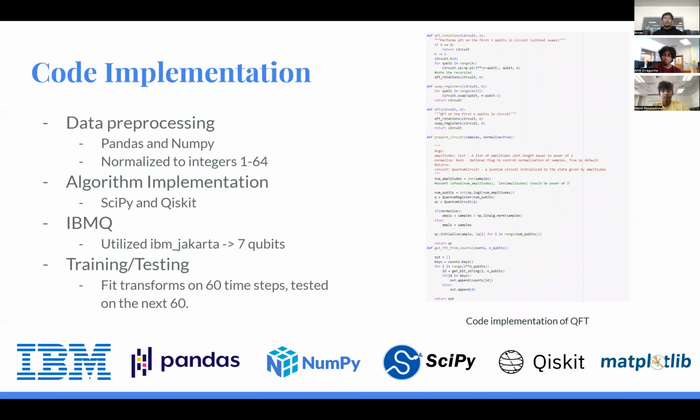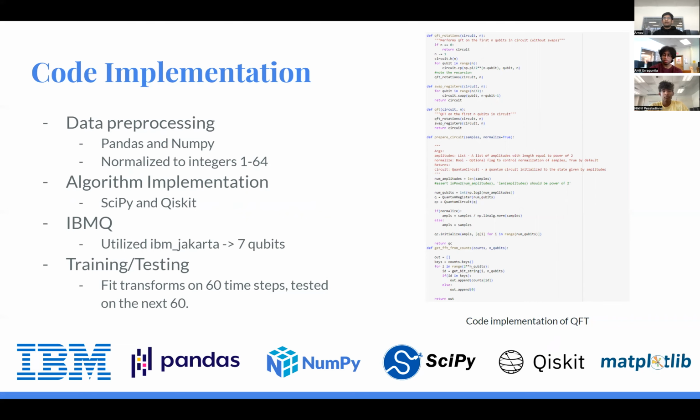In order to implement our code, we first had to pre-process the data with pandas and NumPy. As Amit showed in the graph earlier, the data ranged from 10 to the 8th to 10 to the 9th. So we first had to normalize the data to integers 1 to 64 to make it easier to handle. Then we had to implement the algorithms in SciPy and Qiskit. We use SciPy for fast Fourier transforms and Qiskit for the quantum Fourier transforms.